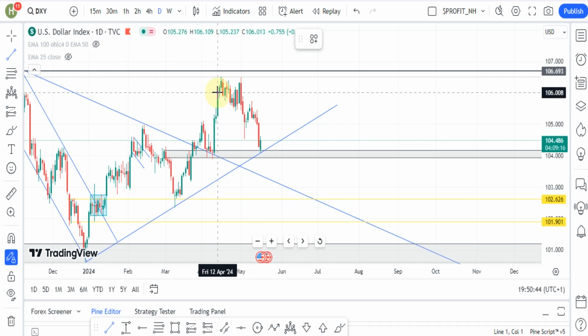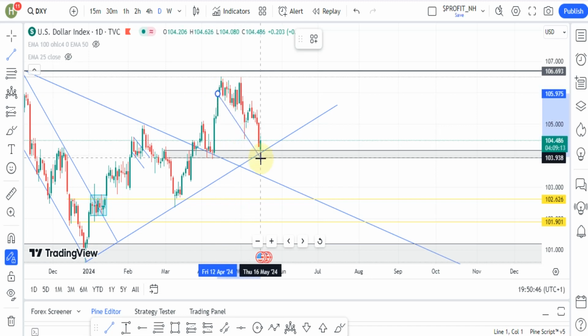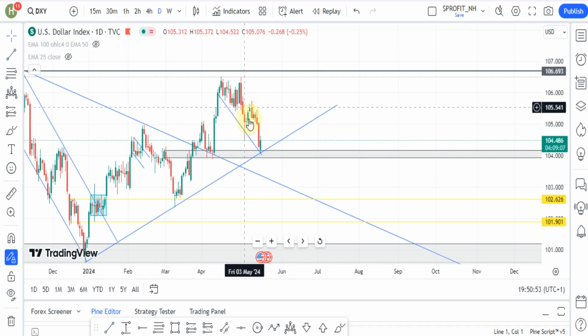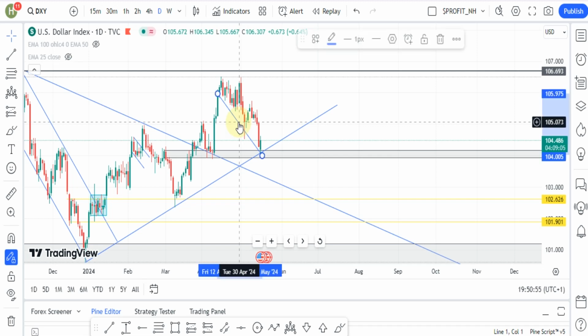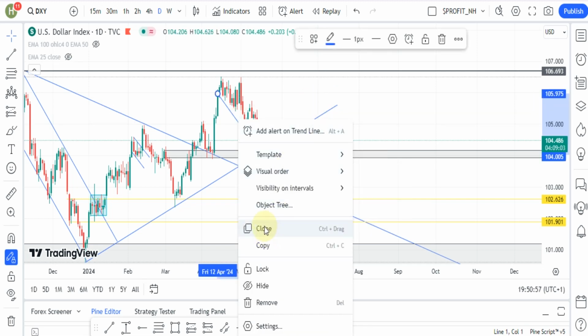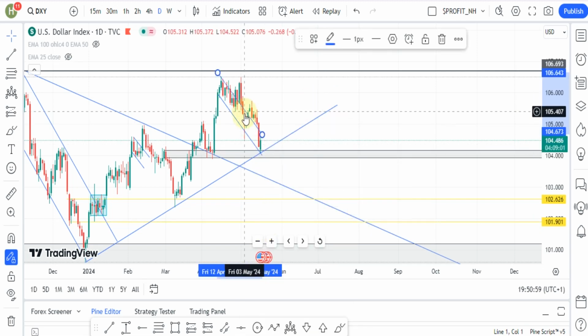Let's draw our trend lines just like this, and this one, clone it, replicate it up here.